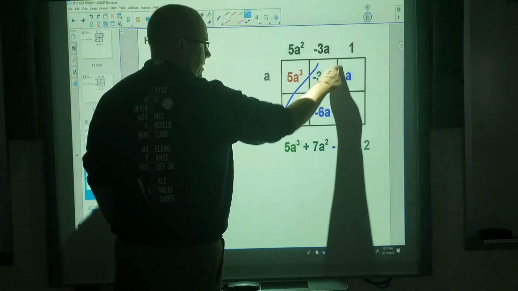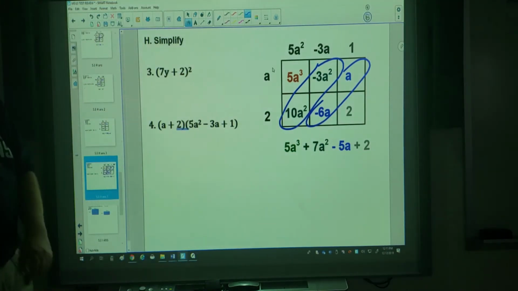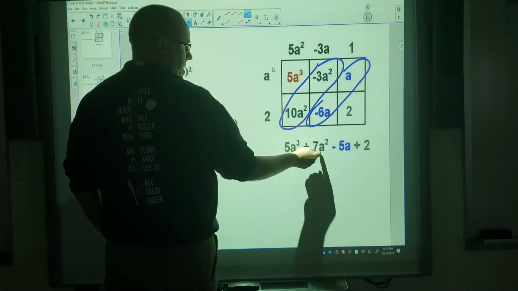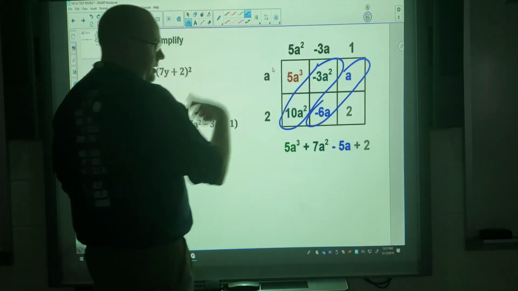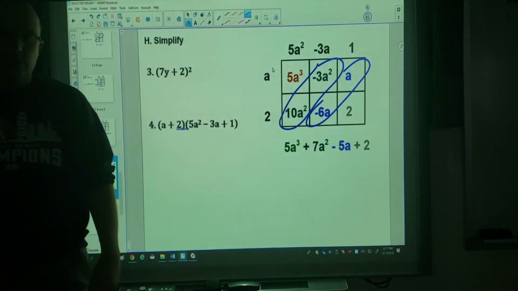This time, there's actually 2 loops to look at. And I put them in different colours to make them stand out a little bit more. And remember, we're just adding at this point. So 10 add negative 3 is positive 7. Negative 6 add 1 is negative 5. And you can see the other terms are just taken from the boxes that weren't looped together.